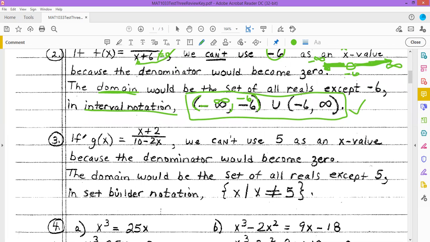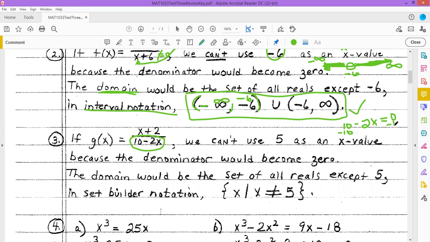Number 3, if g of x equals (x plus 2) divided by (10 minus 2x). Again, you want to know what would make this denominator 0. So this 10 minus 2x, what would the values of x be that will make 10 minus 2x equal 0? To get that value, you're going to solve that equation.